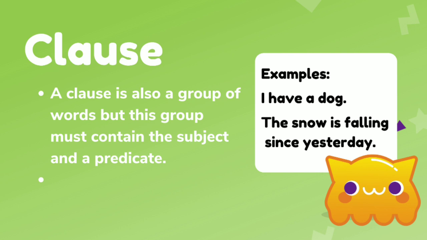Our examples show group of words that contains a subject and a predicate. In our first example, the subject is I, and the predicate is have a dog. In the second example, the subject is the snow, and the predicate is falling since yesterday.